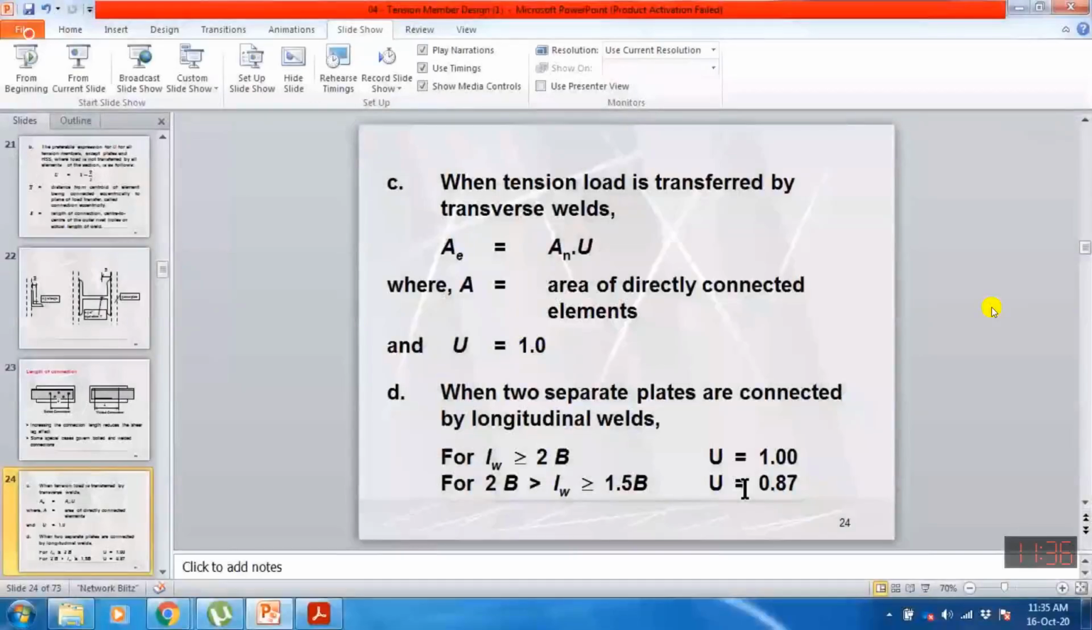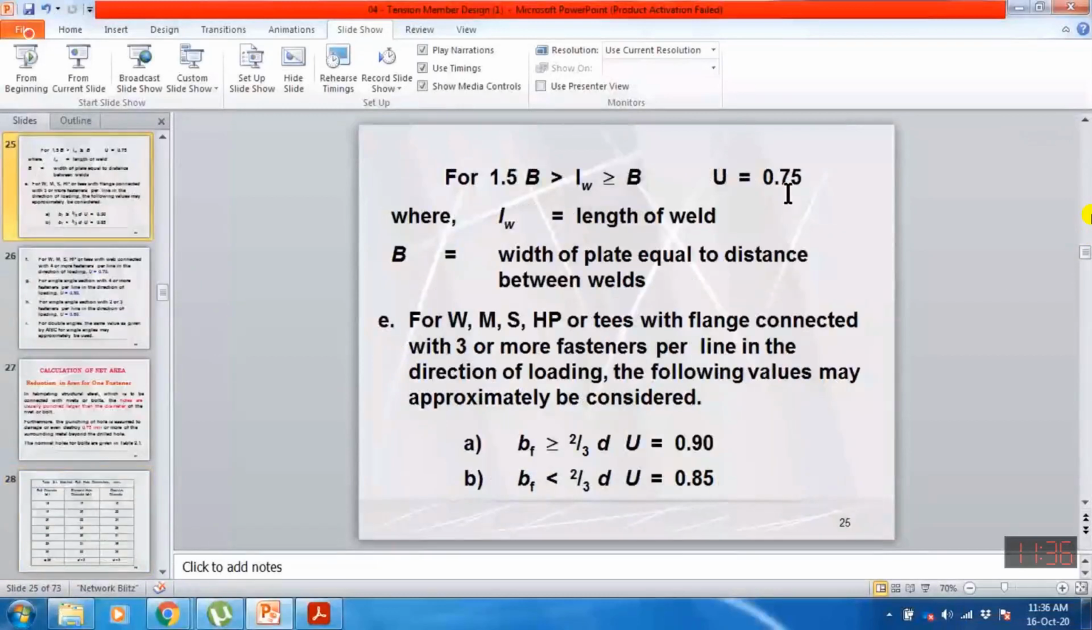So you don't need to memorize these values. A table is provided, so depending upon the condition given, you can consult the value from this table. So for W, M, S and HP, all are I sections, double symmetric I sections, or Ts with flange connected with 3 or more than 3 fasteners in one line.